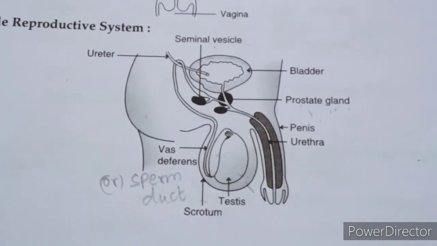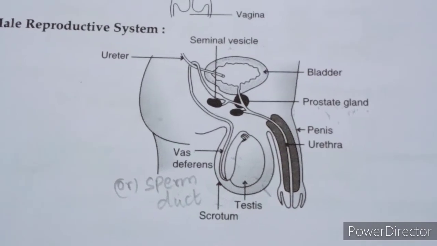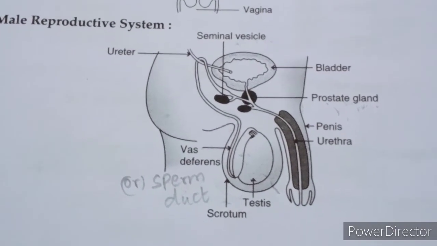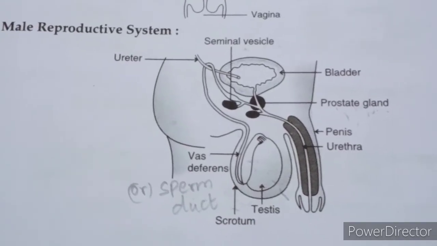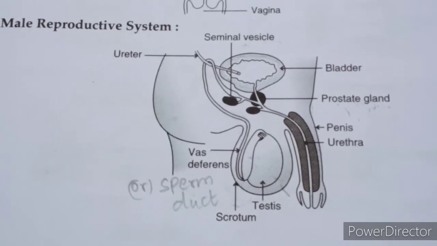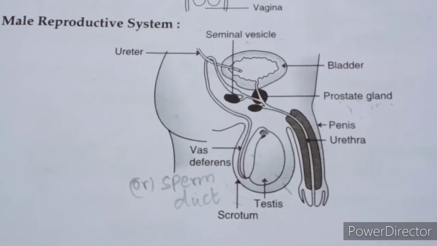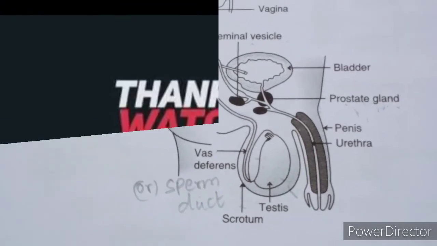After the release of semen along with the sperm into the female reproductive tract called the vagina, these sperms swim and reach the fallopian tube. There it gets fertilized with the egg cell. This process is called fertilization.